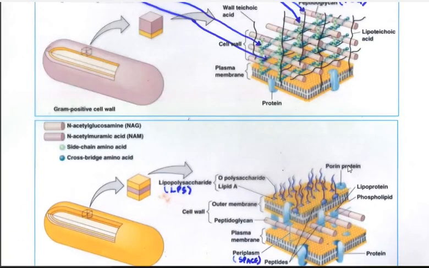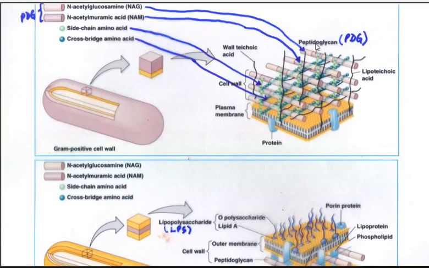Okay, now the reason why I want you to look at these diagrams is to understand how PDG, or peptidoglycan, is different from cellulose. I told you that cellulose is made of repeating units of glucose.